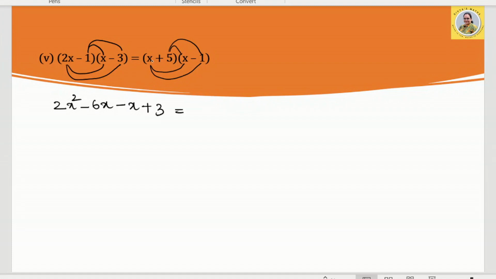You will multiply x with x, which is x square. Then you will multiply x with minus 1, which is minus x. Then you will multiply 5 with x, which is plus 5x. Then you will multiply 5 with minus 1, which is minus 5. So write left hand side as it is: 2x square minus 6x minus x plus 3 is equals to.